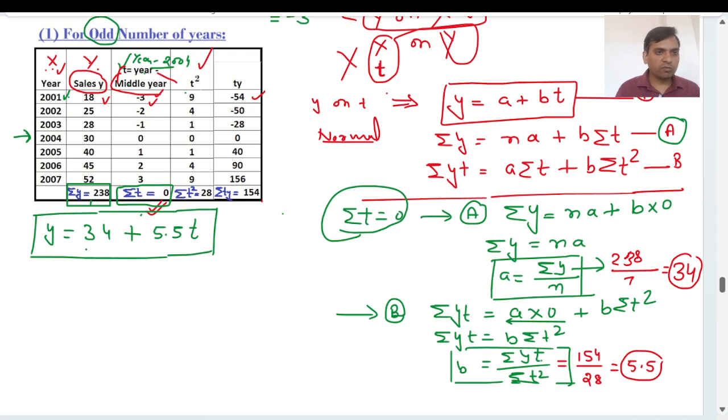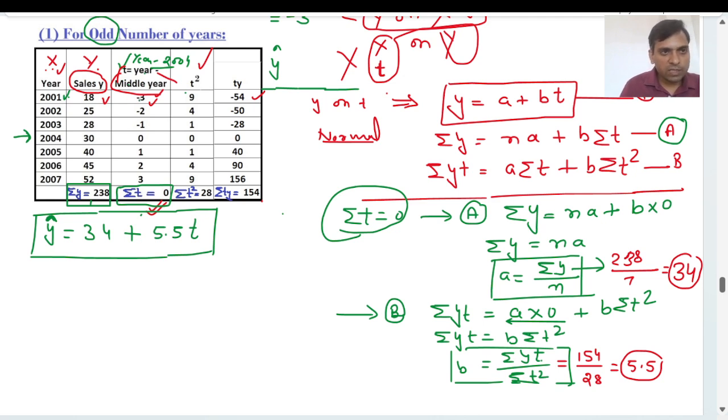And on the basis of this equation, we can find the predicted value. The predicted value can be denoted by y cap. This is the overall result. For the predicted value, we will add one more column. This is y cap, where y cap equals 34 plus 5.5 into t.